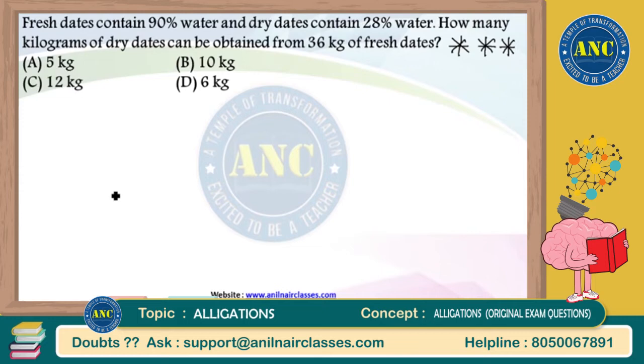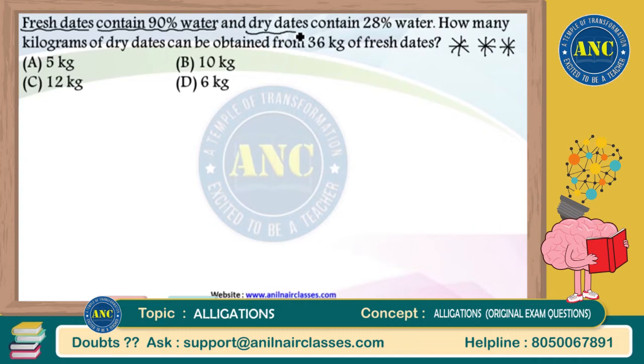We are solving that variety of question right now. Now see here, sir. Your question is, fresh dates contain 90% water. There is something called fresh date, and that fresh date contains 90% of water. How much water quantity is present in that fresh date? That is what we are talking about.